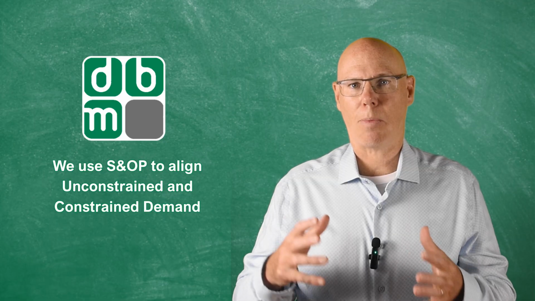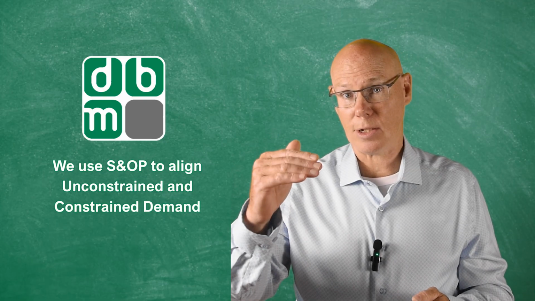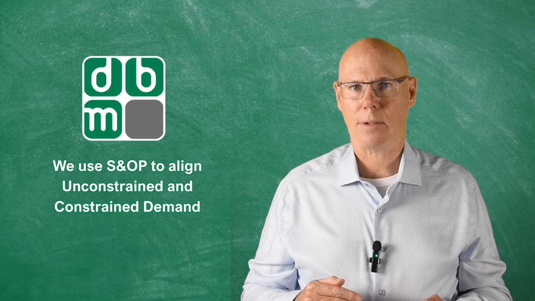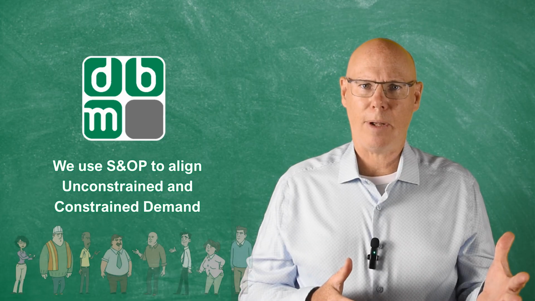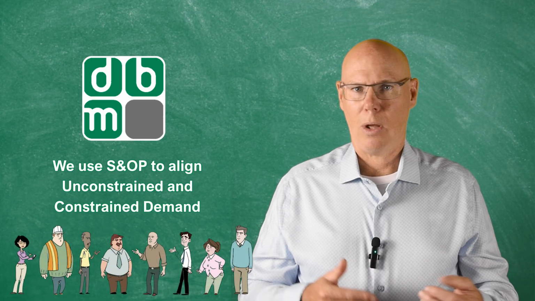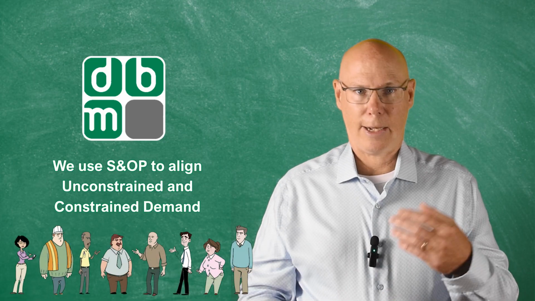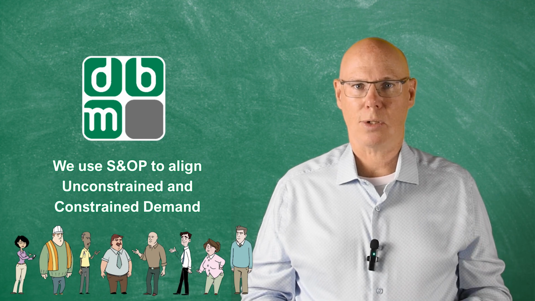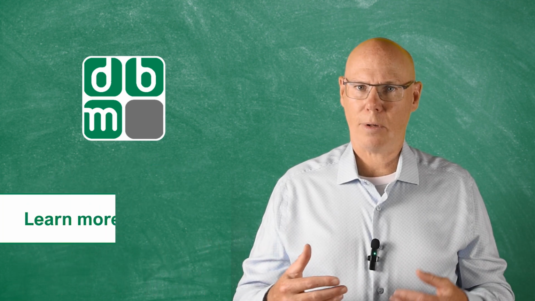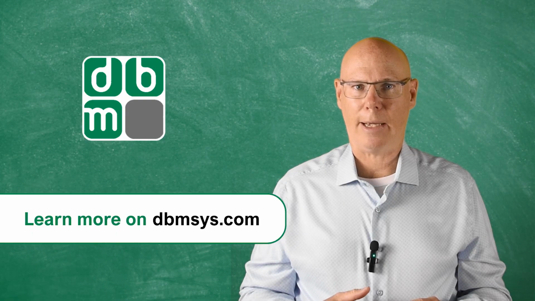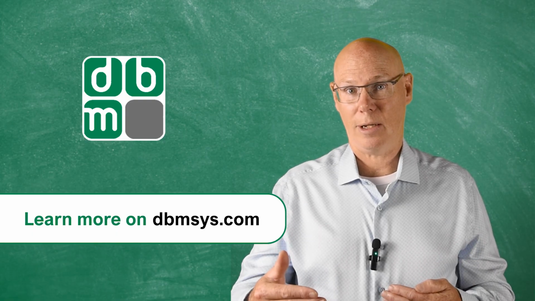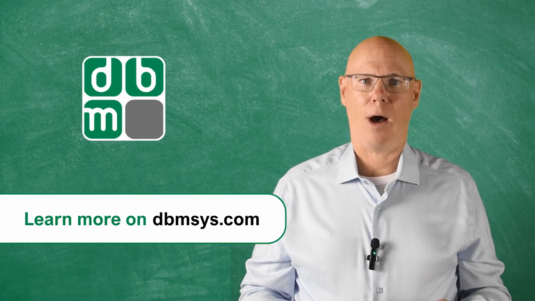At DBM, we use the S&OP process to help clients align both the unconstrained and constrained views of their business. This ensures every department understands the plan, knows who's accountable, and can make informed strategic decisions. You can learn more about how S&OP supports demand planning and how to get S&OP clarity at dbmsys.com.